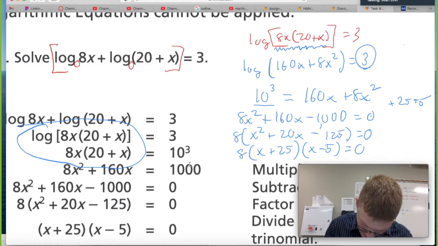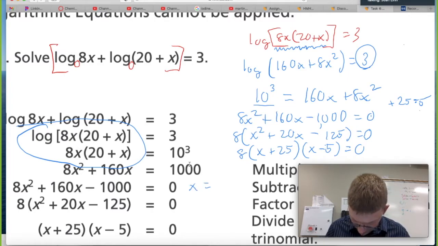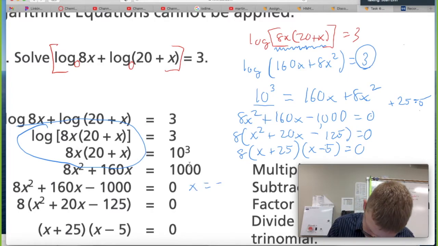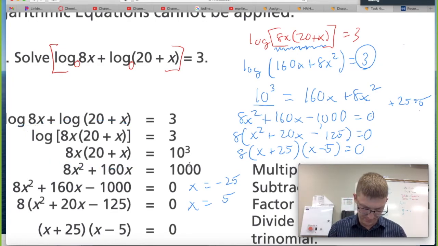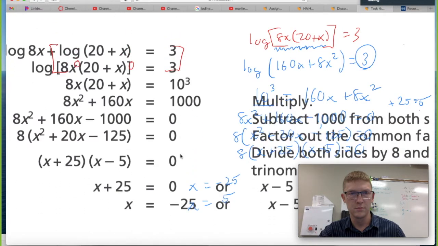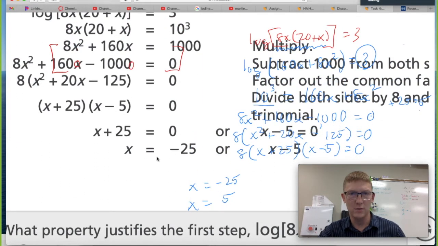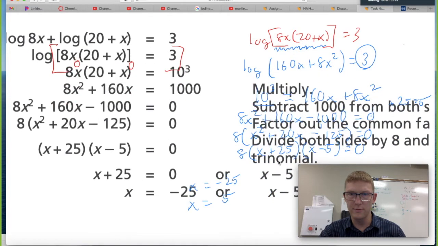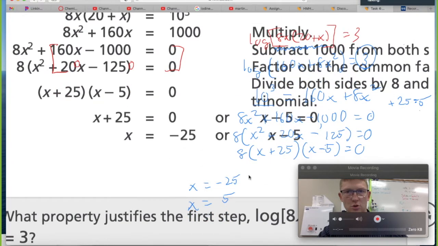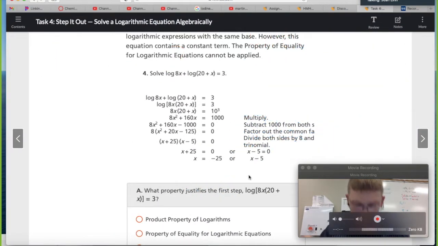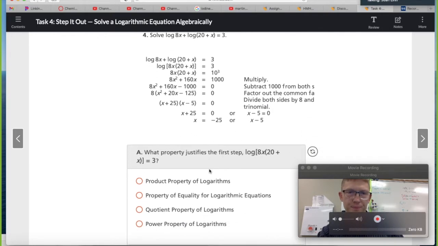So now our x equals negative 25 or 5. x equals negative 25 or x equals 5. Right here. See, that is some good algebra right there.